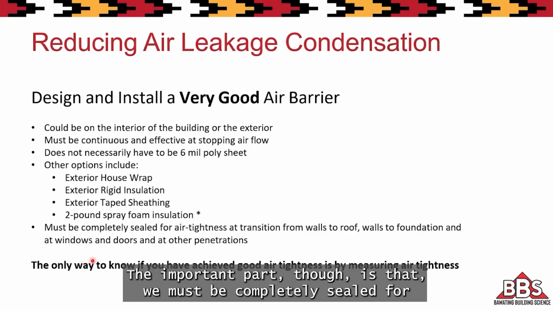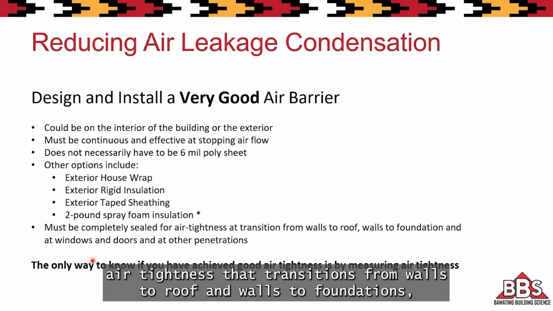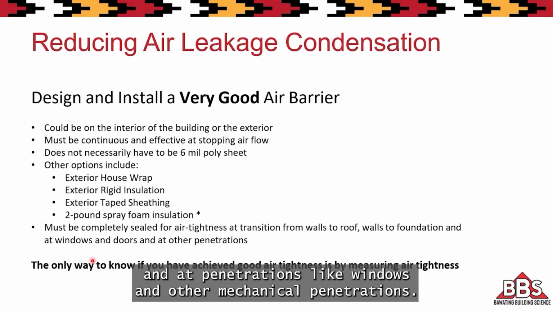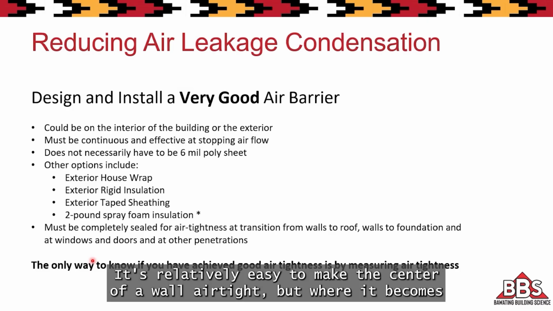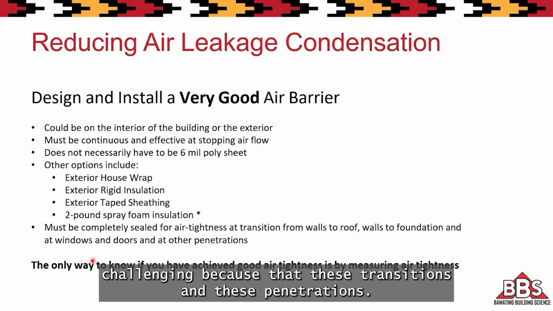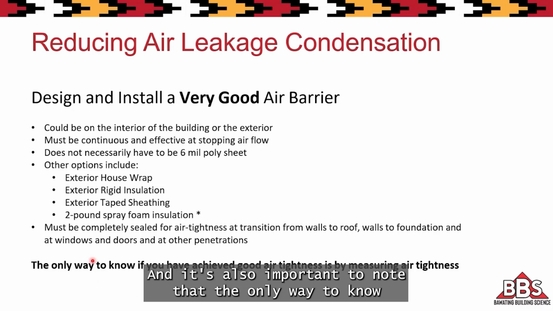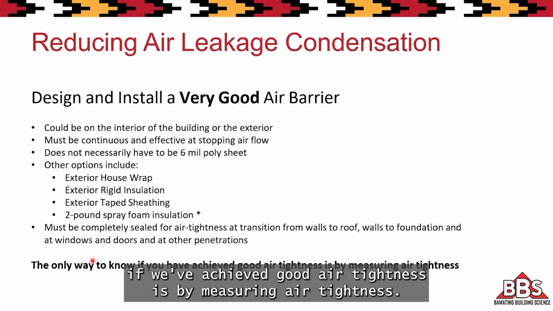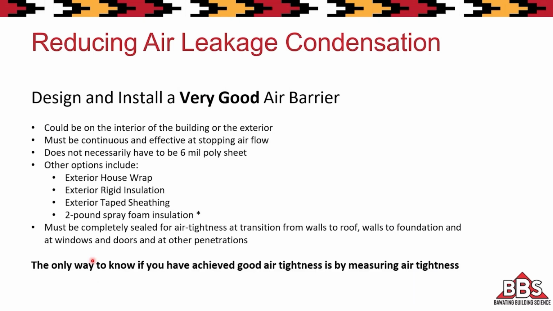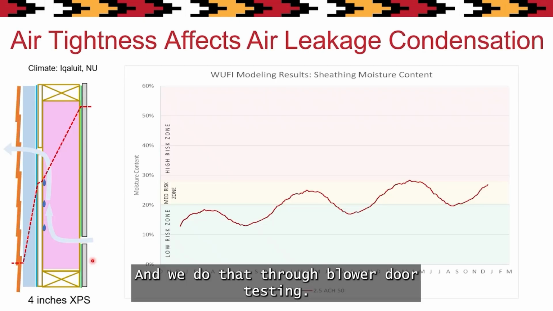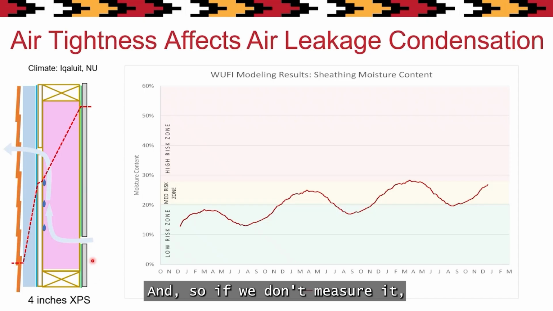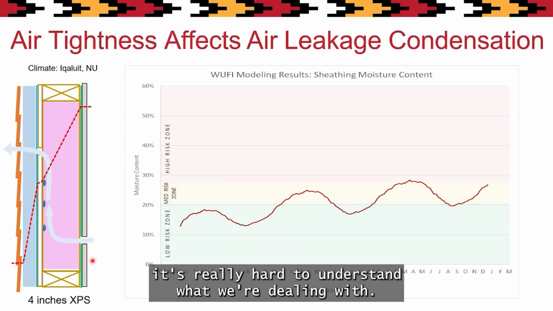The important part, though, is that we must be completely sealed for air tightness at transitions from walls to roof and walls to foundations, and at penetrations like windows and other mechanical penetrations. It's relatively easy to make the center of a wall airtight, but where it becomes challenging is at these transitions and these penetrations. And it's also important to note that the only way to know if we've achieved good air tightness is by measuring air tightness. And we do that through blower door testing. And so if we don't measure it, it's really hard to understand what we're dealing with.